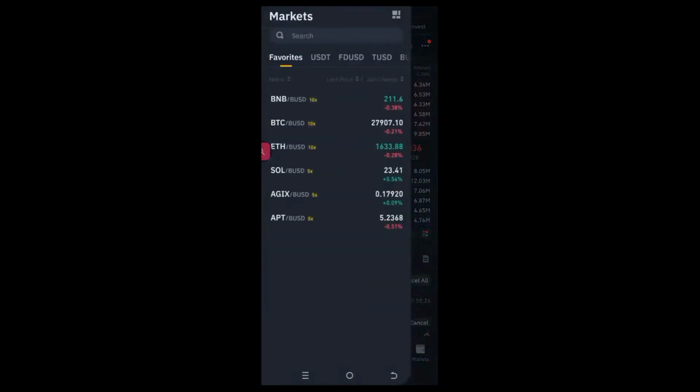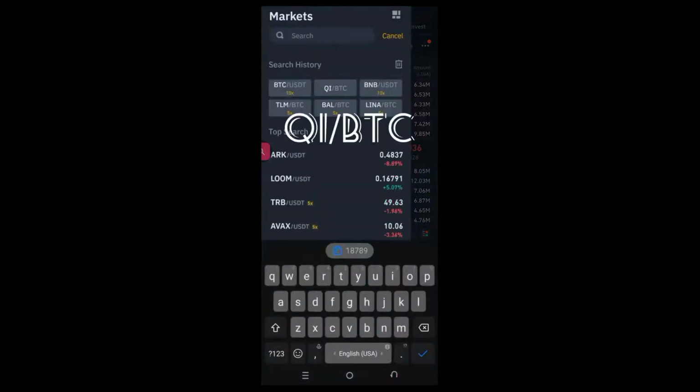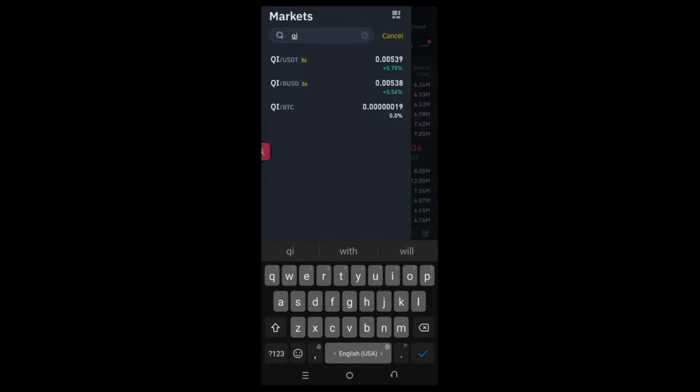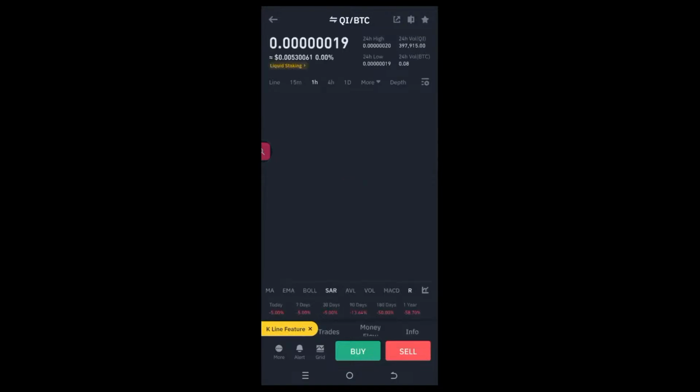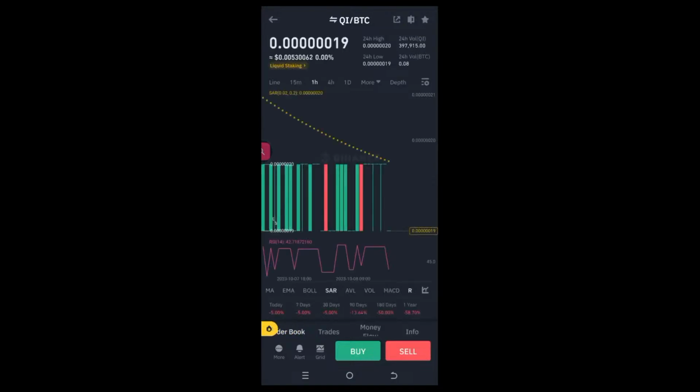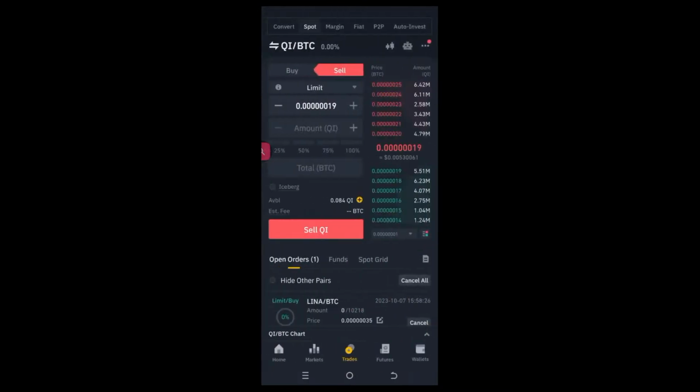So I thought of doing QI BTC. Let's check on QI. QI BTC looks like it's on the low. Let me check the chart to see whether the next move is for it to go down lower. It might and it might not, but it's currently on the downtrend. We hope it's not going to shoot up high. But as you can see here, it's currently at 0.00019.